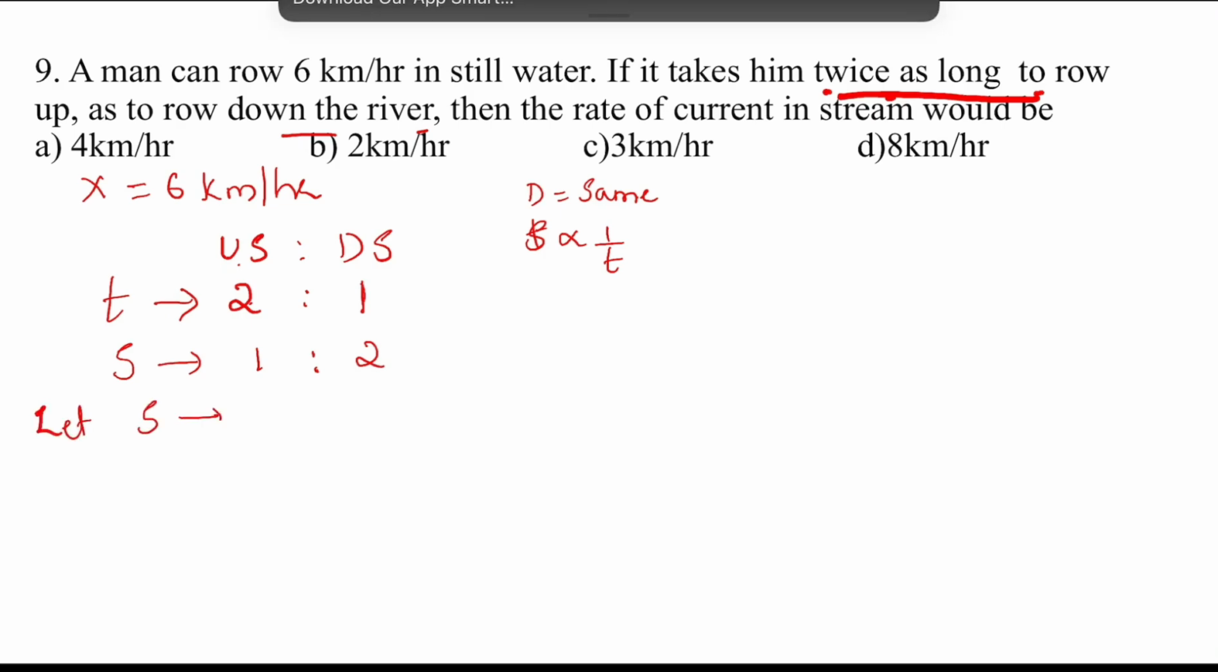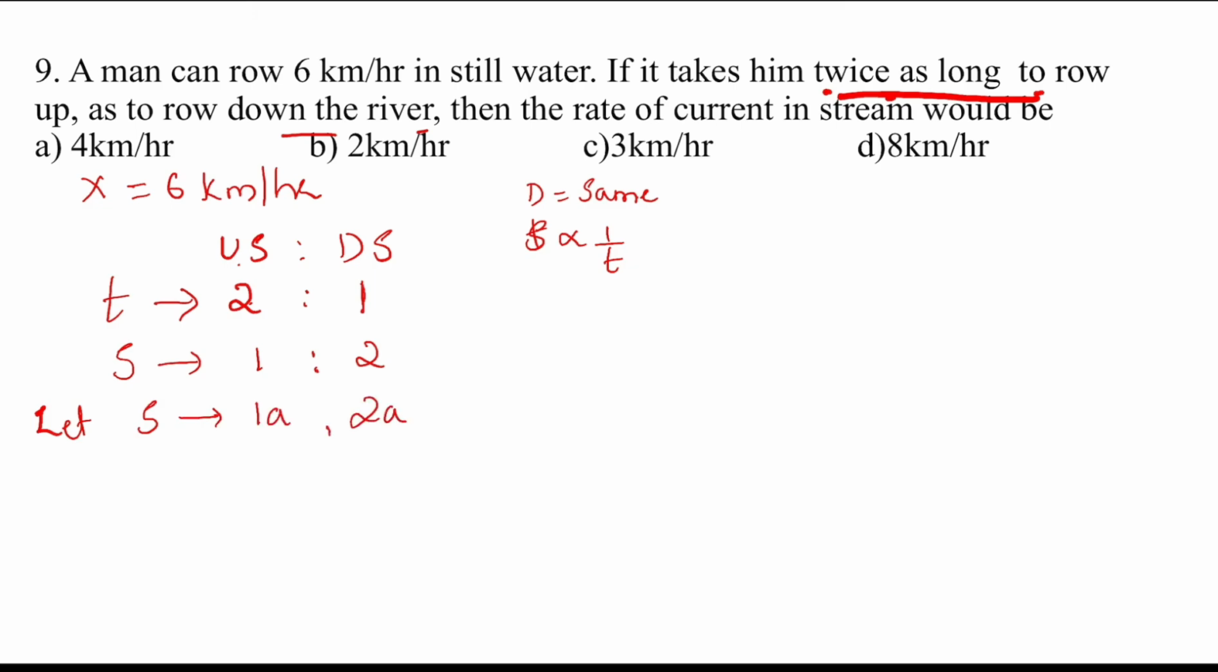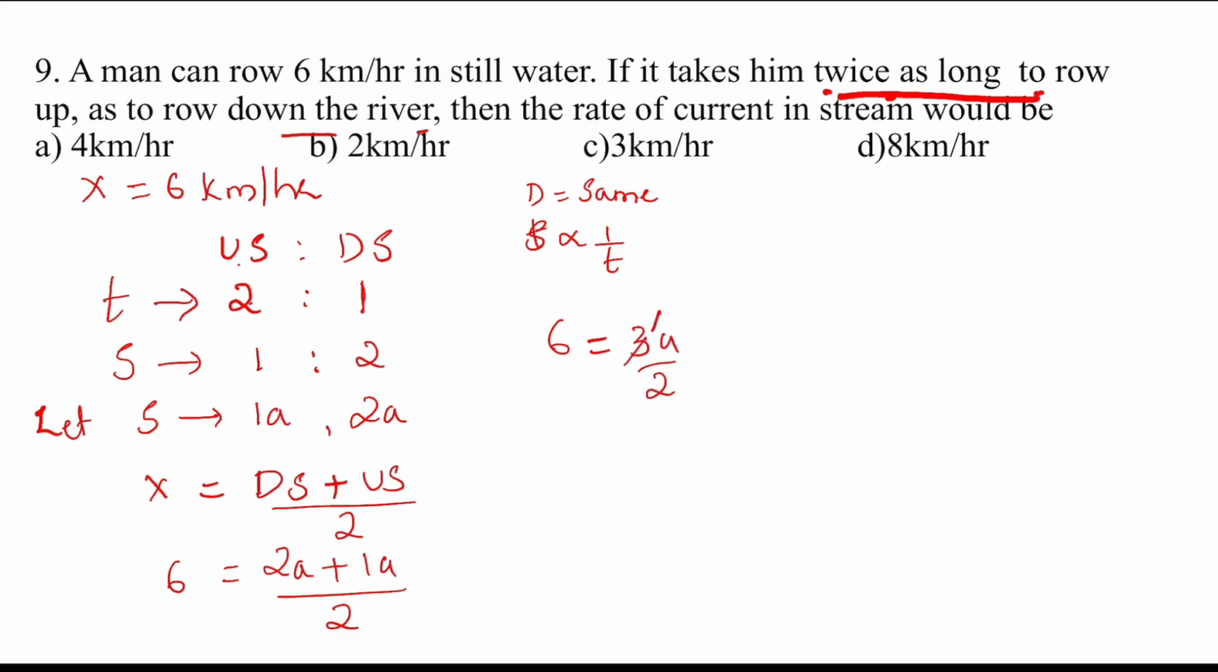So let speed be 1A for upstream and 2A for downstream. We know the X value, so we can take X here. X is equal to downstream plus upstream divided by 2, which is equal to 2A plus 1A divided by 2. X is 6, we know. So 6 is equal to 3A by 2. 3 twos are 6, therefore A is equal to 4. A is 4 means what? Downstream will be 2A, means 2 into 4 is 8 km per hour, and upstream speed will be A, which is 4 km per hour.